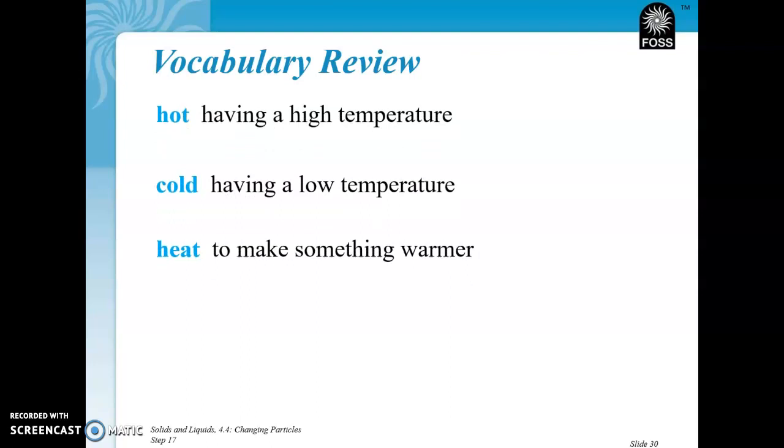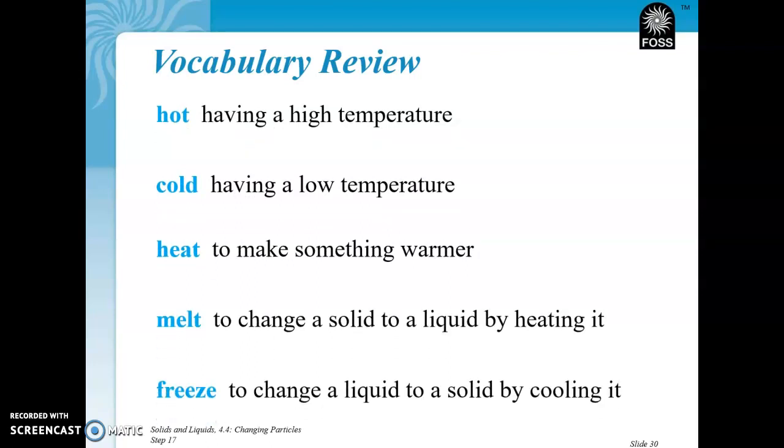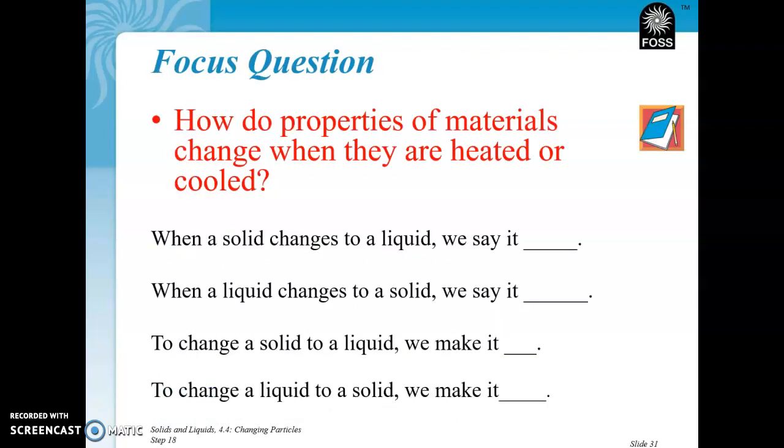Take a moment to review some of the vocabulary that's up on your screen. Feel free to pause the video. Going back to our focus question, how do properties of materials change when they are heated or cooled? When a solid changes to a liquid, we say it melts. When a liquid changes to a solid, we say it freezes. To change a solid to a liquid, we make it hot. And to change a liquid to a solid, we make it cold.